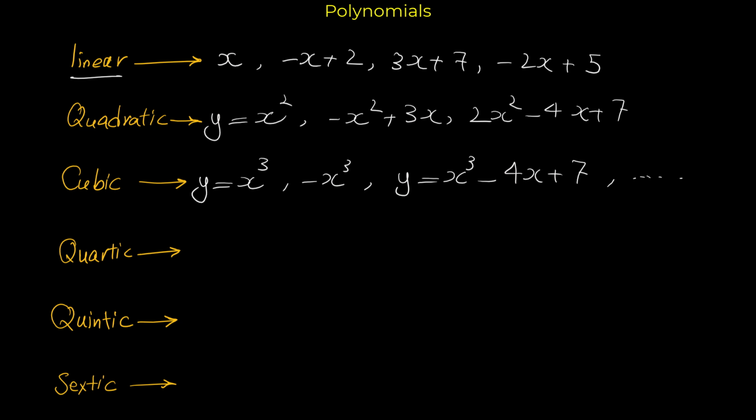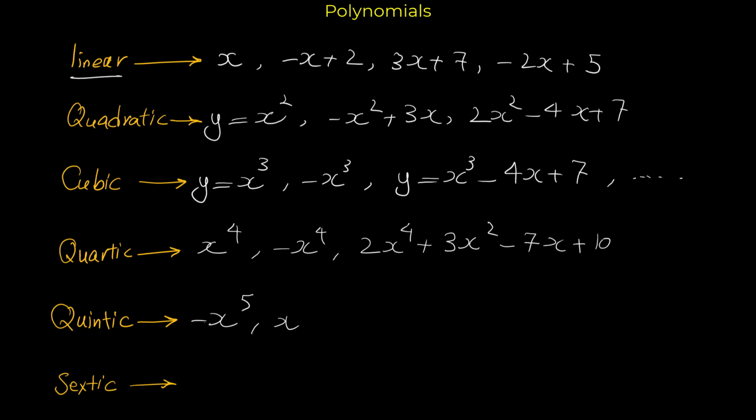What is a quartic polynomial? It's a polynomial with degree 4, like x to the 4, negative x to the 4, 2x to the 4 plus 3x to the 2 minus 7x plus 10. This is another example. And you can mention several examples for yourself. What is a quintic polynomial? It's a polynomial with degree 5, like x to the 5, negative x to the 5, x to the 5 minus x to the 4 plus 2x to the 3. And you can mention other examples.